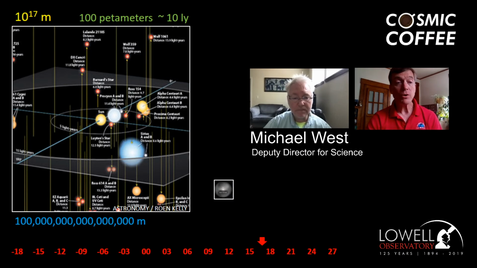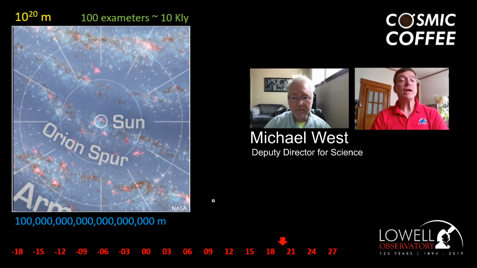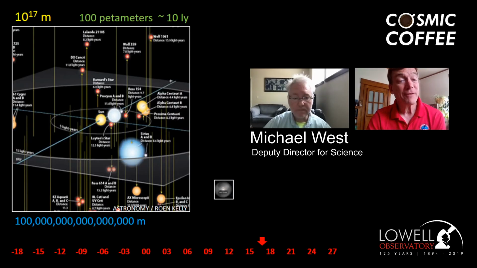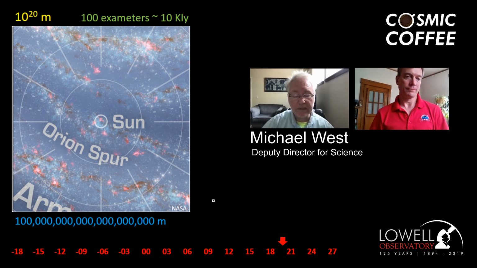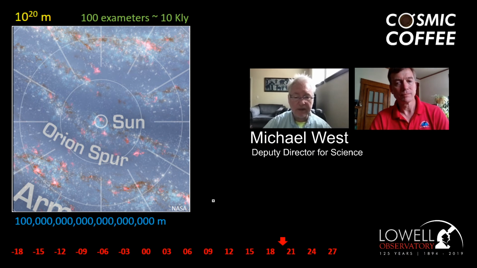So from the solar neighborhood at 100 petameters, now what did we just do? We did another factor of 1,000, 100 exameters, or 10,000 light years, and now we can start to see a bit of our galaxy. Yeah, and again, it's really challenging. As we said earlier, there's all this dust out there which blocks our view. It makes it hard to see very far. It's really like trying to see the forest for the trees when you're stuck in the middle of the forest.